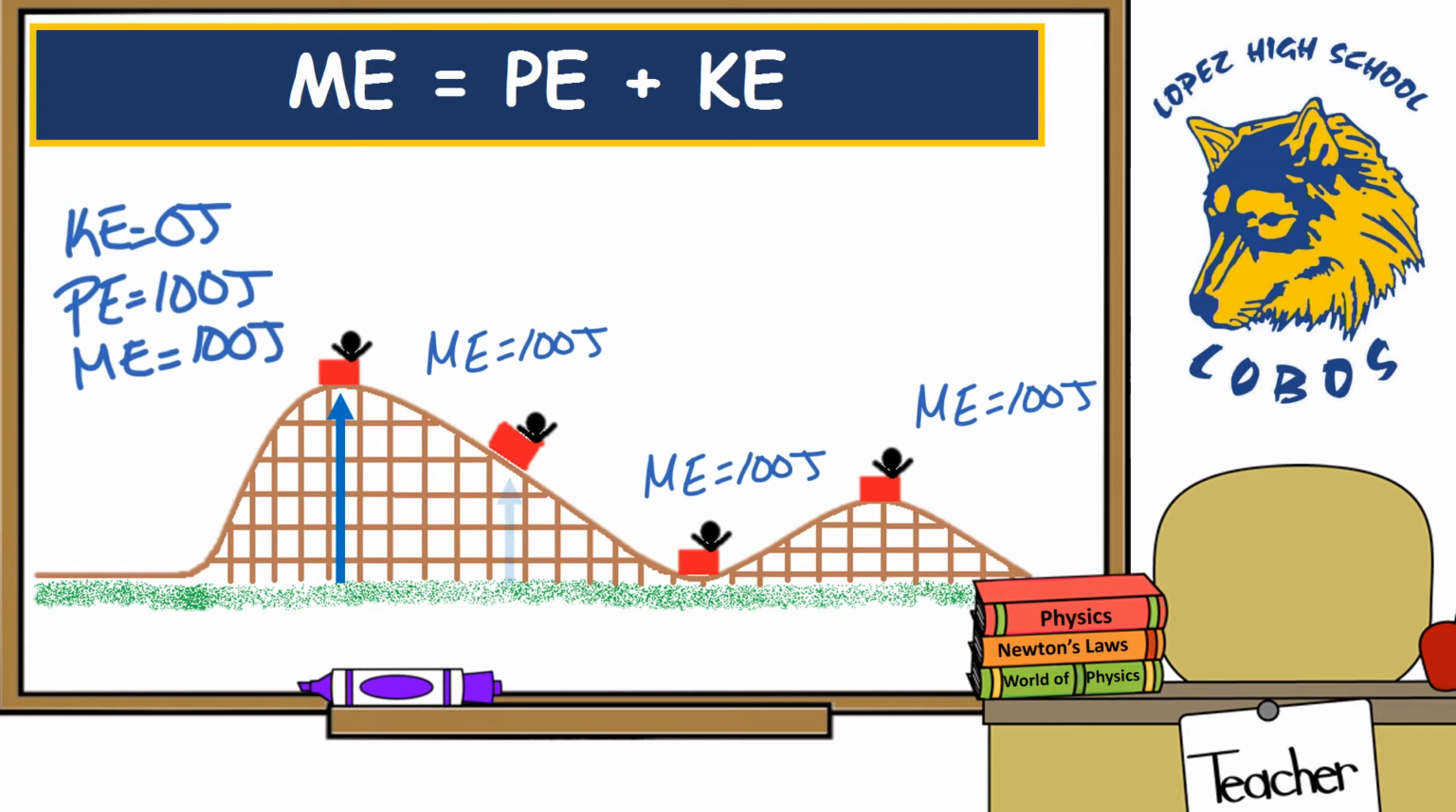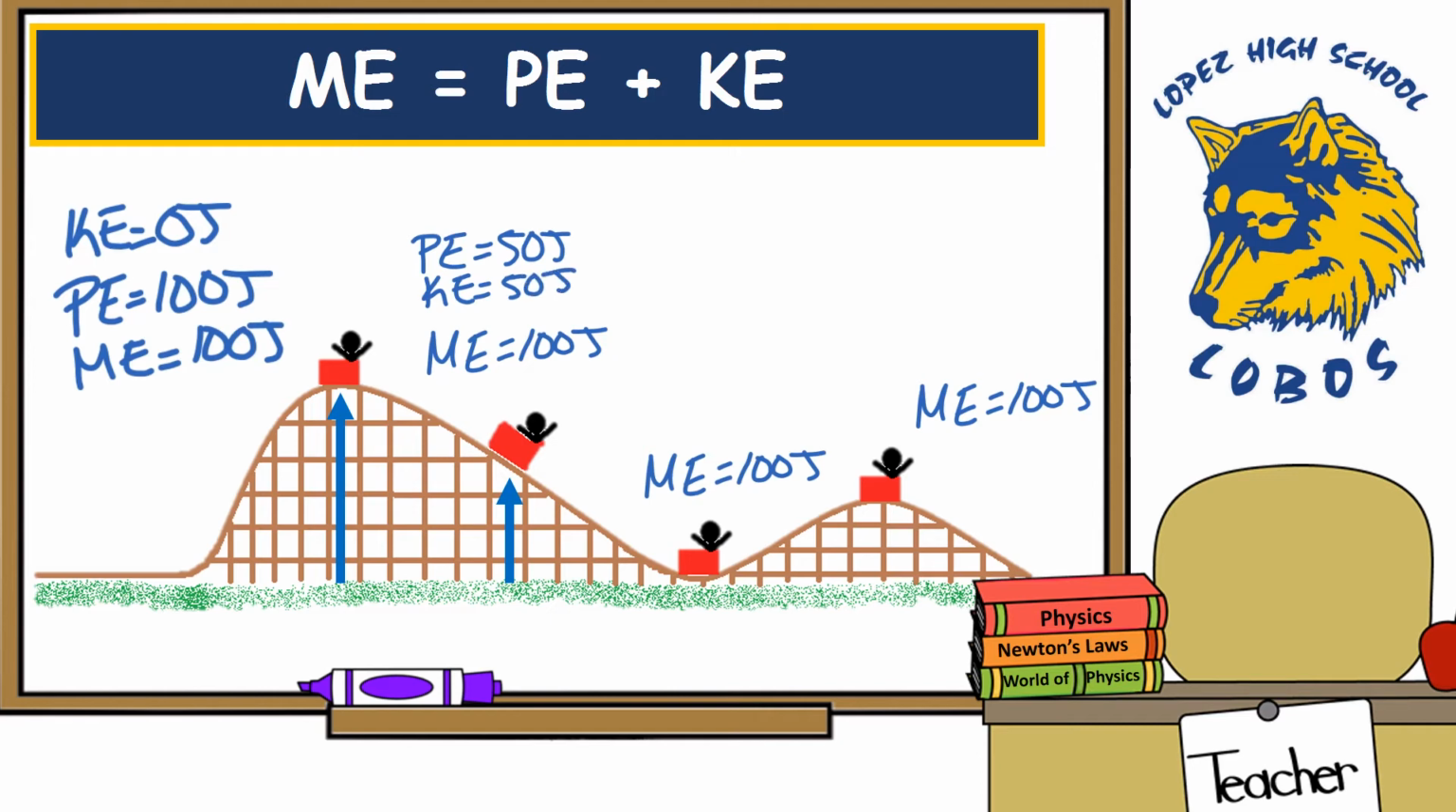Okay, let's look at the second position. Since the height is half the amount of the previous position, that would mean that the potential energy would be half as much as well. Thus, potential energy at this point is 50 joules, meaning that kinetic energy would also be 50 joules in order for the total energy to stay as 100 joules.